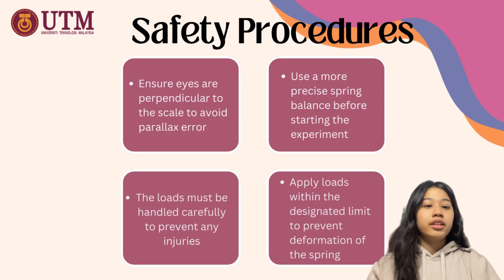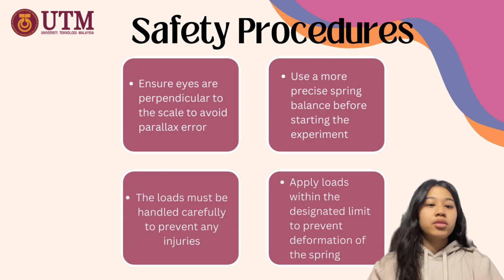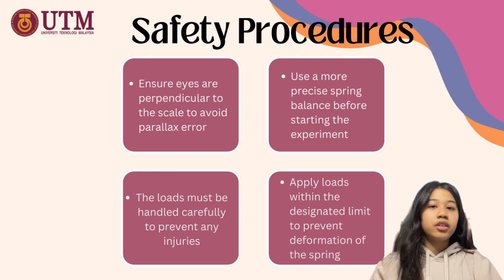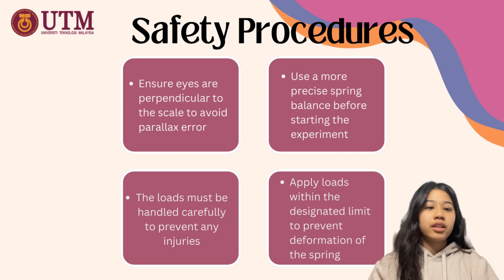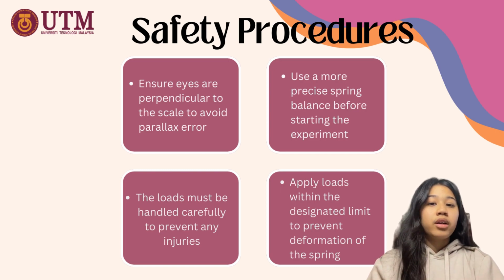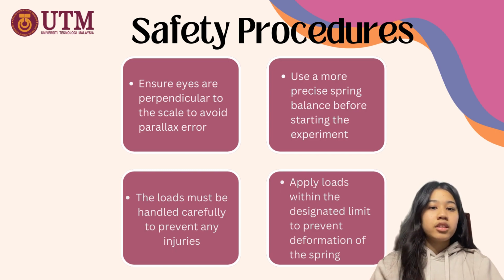The next one is safety procedures. The first one is ensure eyes are perpendicular to the scale, which in this case is the spring balance, to avoid parallax error. Second one, use a more precise spring balance before starting the experiment. The third one, the loads must be handled carefully to prevent any injuries during the experiment. The last one is apply loads within the designated limit to prevent deformation of the spring.